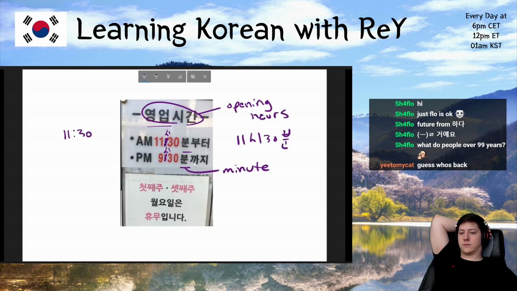Now, 부터 and 까지, you're probably aware, I teach this in lesson 12. 부터 is put on sometimes places, but in this case a time, to indicate from when something happens. And 까지 is put on sometimes places, but in this case a time, to indicate to when or until when. So obviously, you don't need to be a rocket scientist to figure this out. This is saying that the opening hours are from 11:30 a.m. until 9:30 p.m.